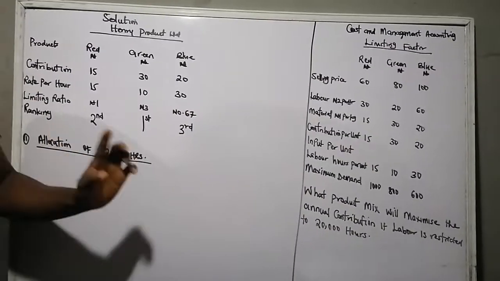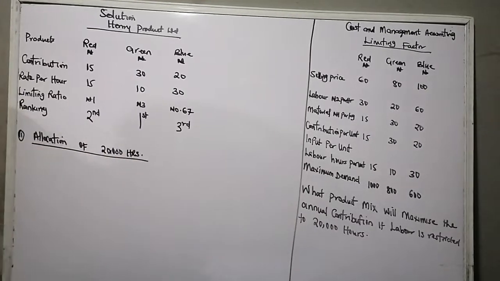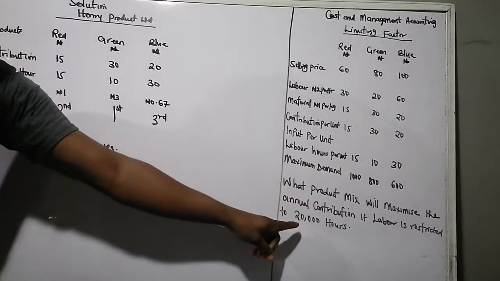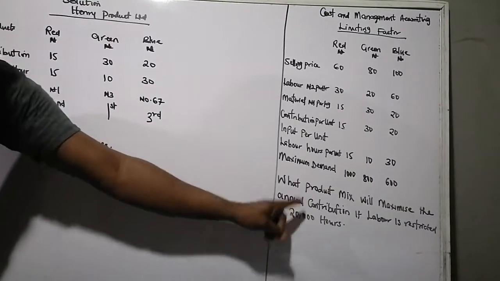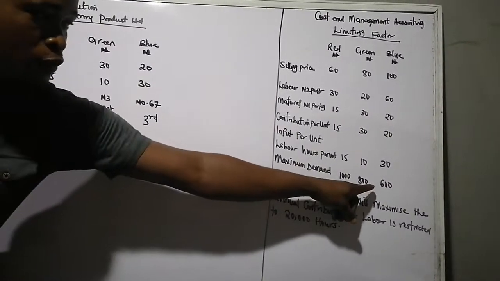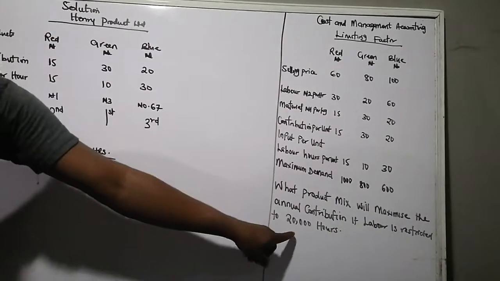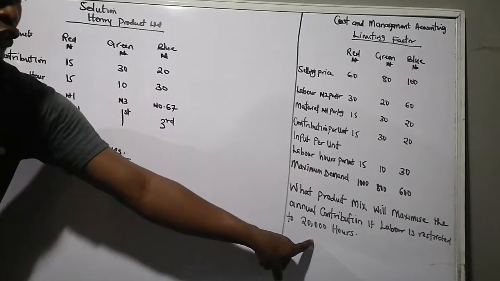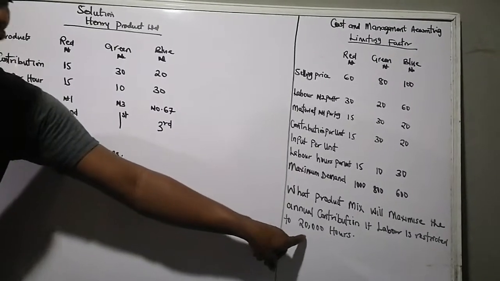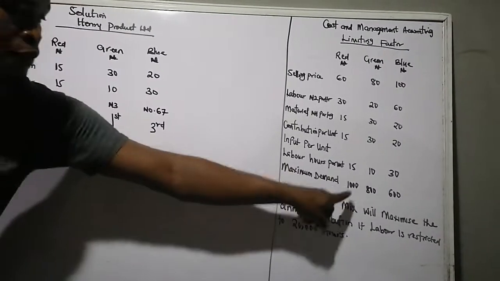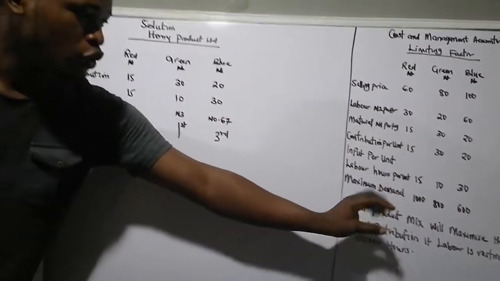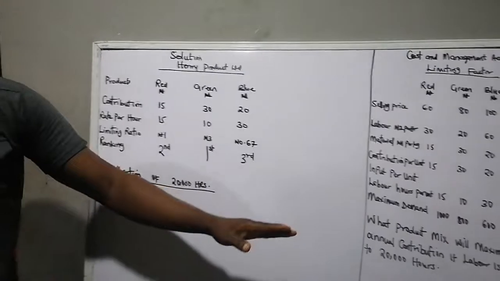So the first step is to identify the limiting factor. Here our limiting factor is labor, which is 20,000 hours. That means for them to produce these three products to meet the customer demand, they need more than this, but what they have at hand is 20,000 hours. So let's see how much of this demand these 20,000 hours will produce. That's what they call the optimal mix.